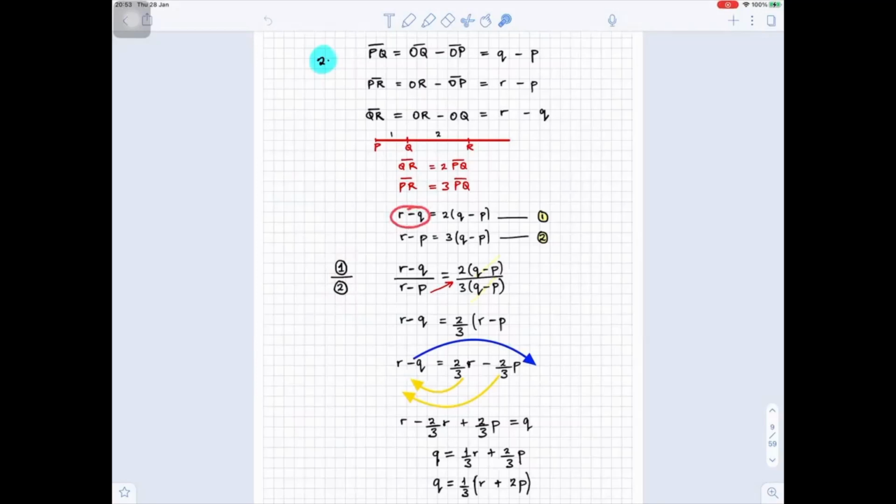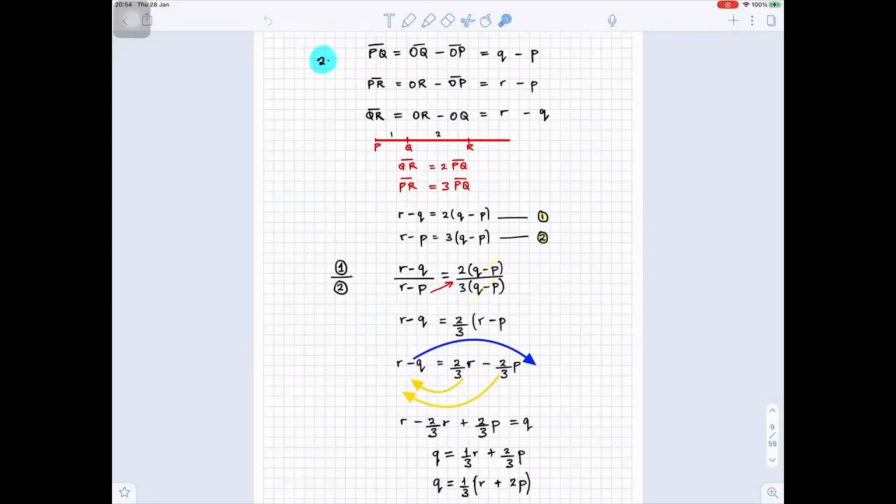So R minus Q divided by R minus P is equal to equation 1, 2 brackets Q minus P, divided by 3 brackets Q minus P. If you notice, Q minus P will cancel, so you're left with 2/3. And if you take R minus P to the right-hand side, it becomes times R minus P. So R minus Q is equal to 2/3 times R minus P.